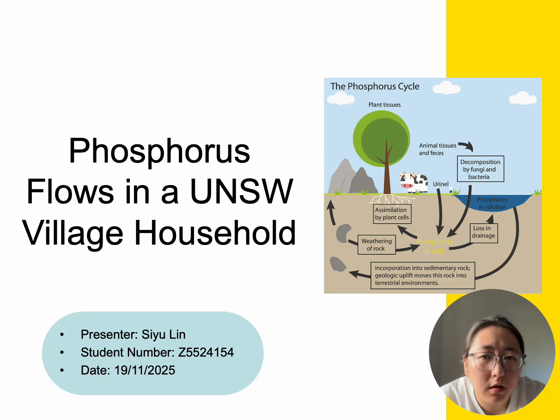Today I will talk about phosphorus flows in a UNSW village household. This is a small case study about one student who lives in a 6-person flat. I will show how phosphorus, or P, comes into this student's life and how it goes out again.